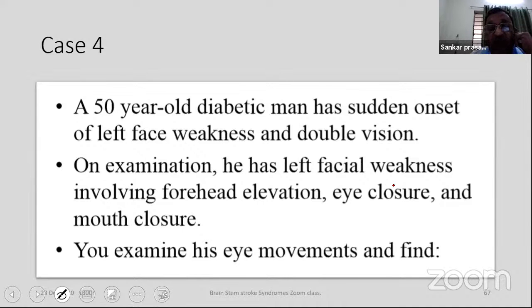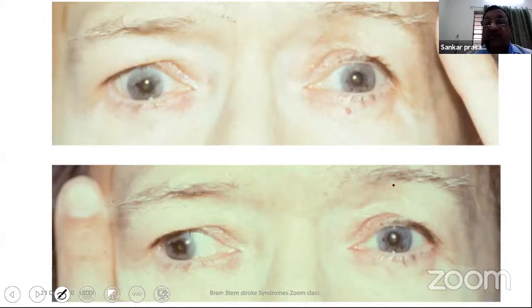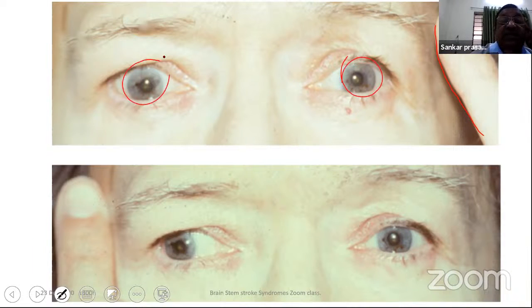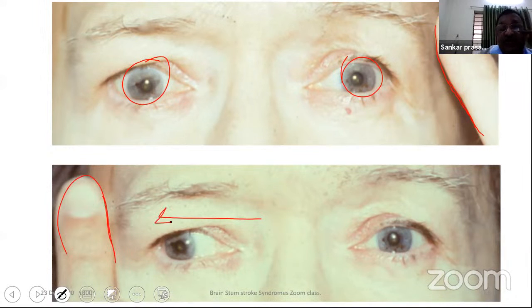You examine his eye movements and you see. Now you see, there is a finger here which you are able to see before, and you are asking him to look towards the left side. And when he looks to the left side, both the eyes are not able to move. You see, this eye is here, this eye is here, they are not moving at all. If you are asking him to look at the right side, the finger is showing here, this eye is moving, his right eye is moving but still the left eye is not moving at all.